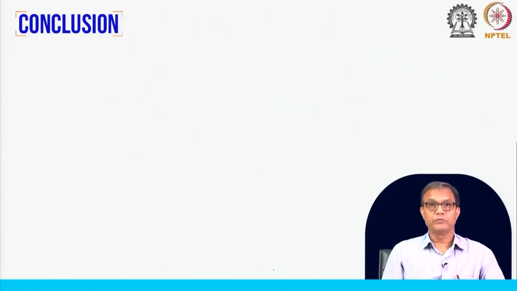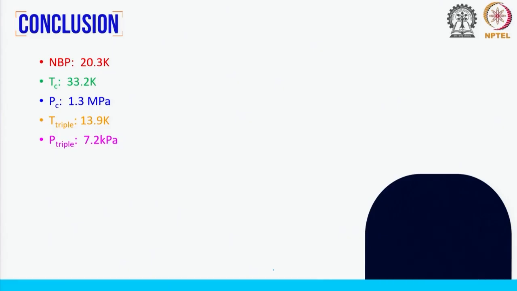And in conclusion, we have learned that the normal boiling point of liquid hydrogen is 20.3 Kelvin. Then we have learned the critical temperature, the critical pressure, the triple point temperature and the triple point pressure.